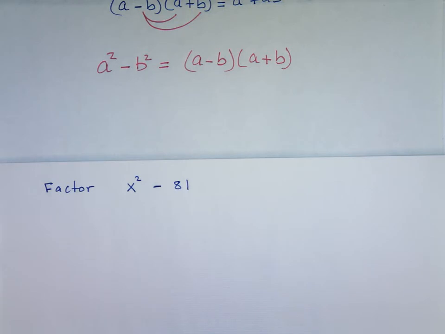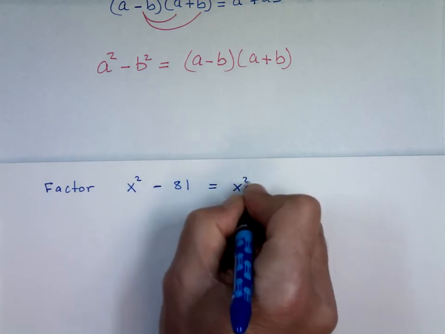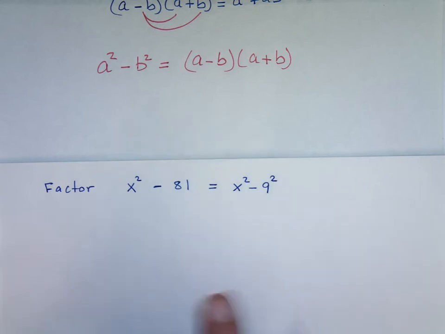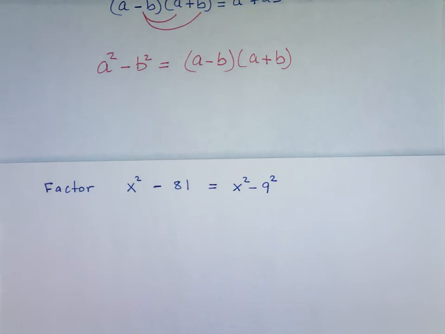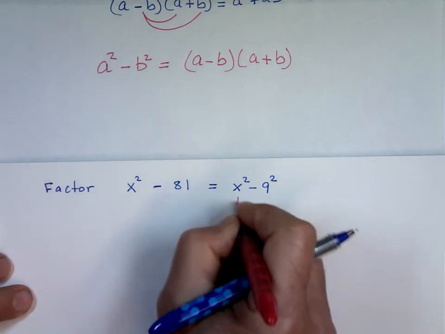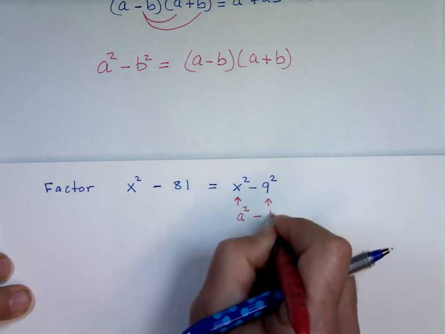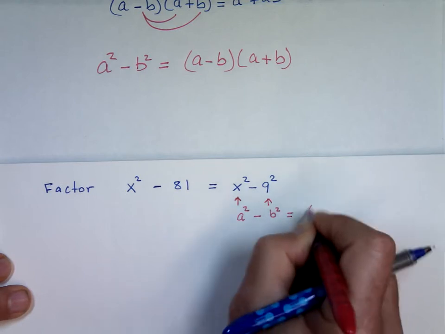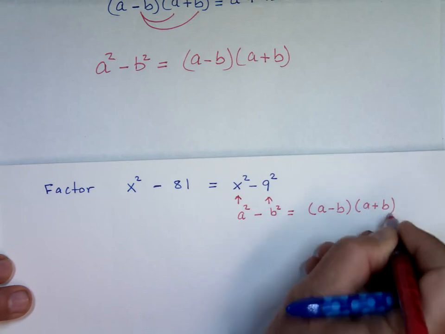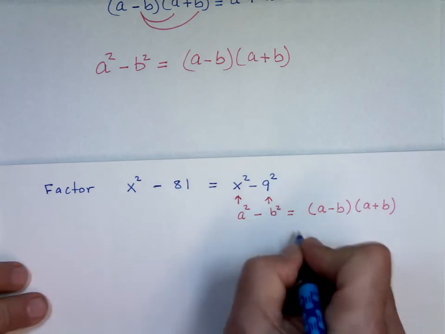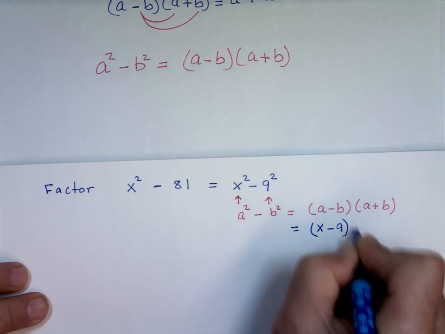But if you look closely at 81, you can rewrite the 81 as what? Isn't that a 9 squared? So if you take the 81 and change it to 9 squared, that fits that form. This is a, and there's the squared, there's the minus, and this is the b, and there's the squared. And the rule says you can factor that as a minus b times a plus b. So I should be able to write that a is x, that's x minus 9 times x plus 9.